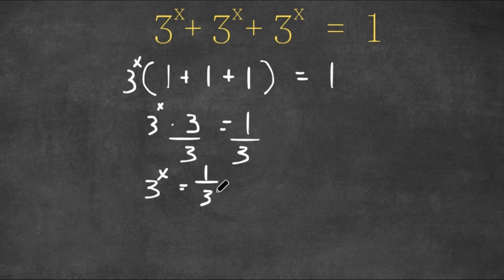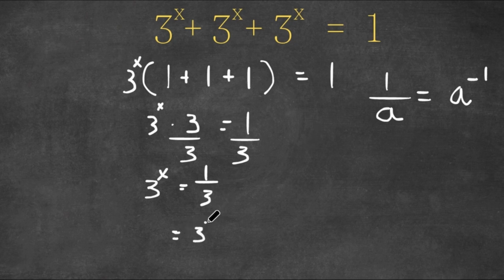Now, how would I change 1 over 3 so that it's in the form 3 to the power of a number? Well, if we have 1 over a, this is actually equal to a to the power of negative 1. So 1 over 3, well, this would be 3 to the power of negative 1.